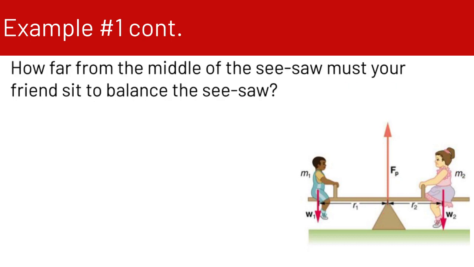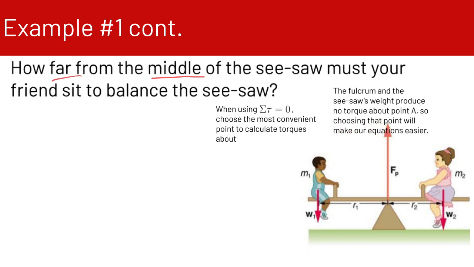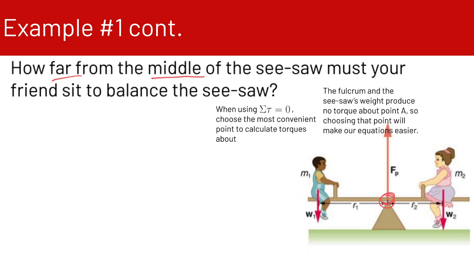Okay, so this is example number 1 continued. How far from the middle of the seesaw must your friend sit to balance the seesaw? A couple of things to consider here. When using the sum of torques equals 0, we want to choose the most convenient point to calculate the torques about. Secondly, the fulcrum and the seesaw's weight produce no torque about point A. So we're going to call this point A, and choosing that point will make the equations easier.